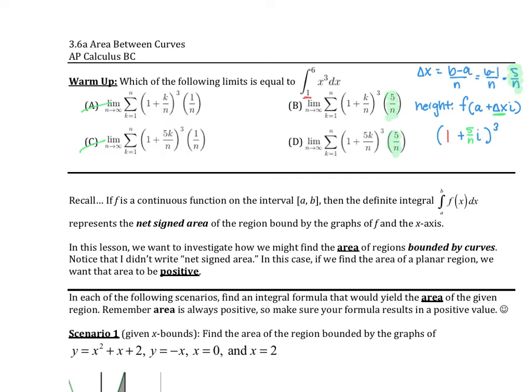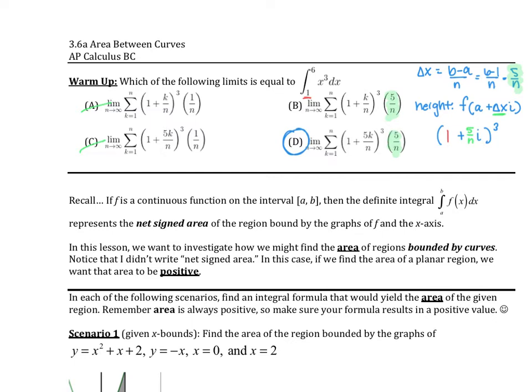Now what you'll notice is that all of these limits had a k value. That's okay, just replace i with k. It's the same thing. So which one of these is this? This would be d. So d would be the limit that would be equal to that definite integral.